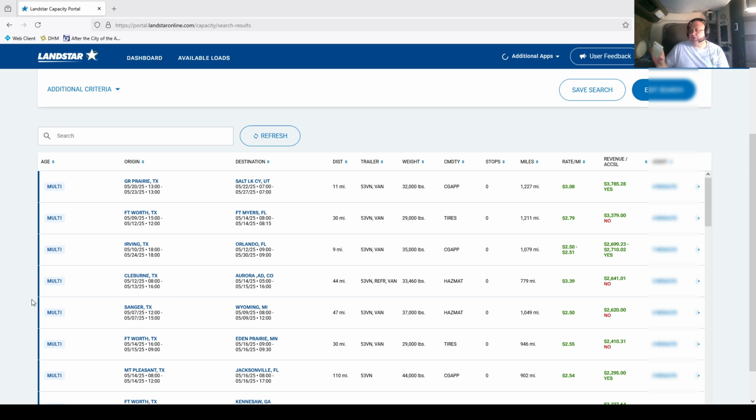I haven't had a single load alert today. Not one load alert today. I'm in a freight dead spot. There have been a couple of loads that are so far away that I couldn't make the pickup times. But it's just, I'm in a freight dead spot.